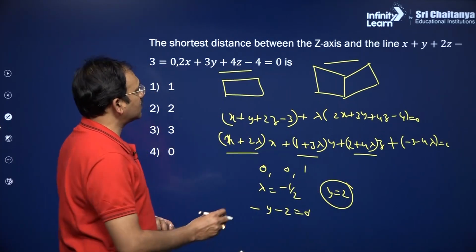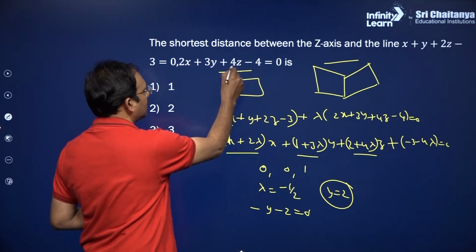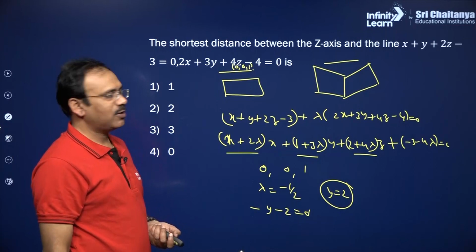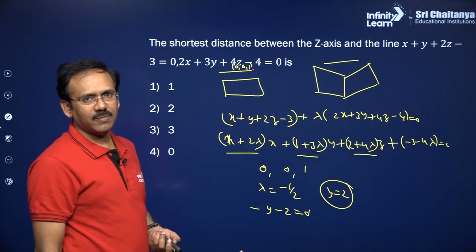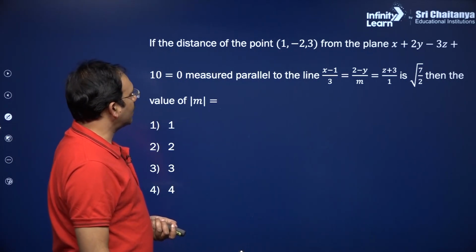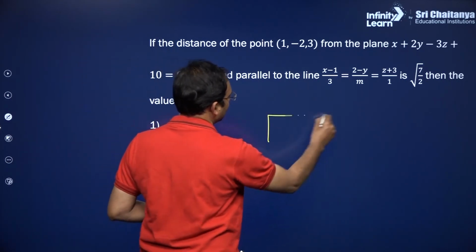Now, perpendicular distance, you choose any point on y axis, say 0 0 1, from there to this plane the perpendicular distance you try to find, you are going to get 2 units, my dear friends. Next, the distance of the point from a plane measured parallel to the line. It is a standard question, my dear friends.